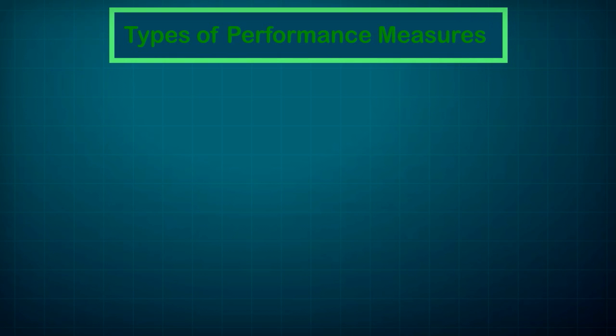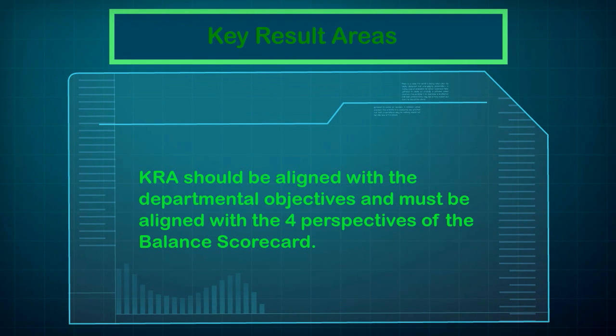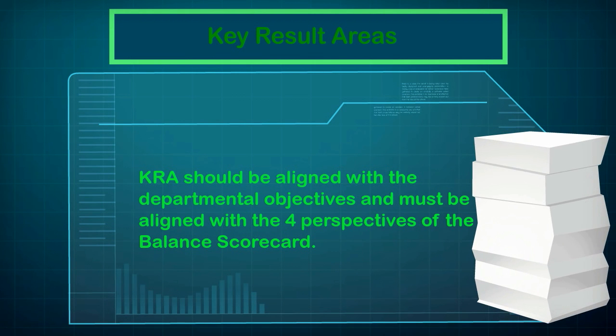Performance management may be divided into the following measures: KRAs, KPAs, KRIs, PIs, KPIs. Key result area refers to general areas of outcomes or outputs for which the department's role is responsible. As such, it focuses on results rather than activities.